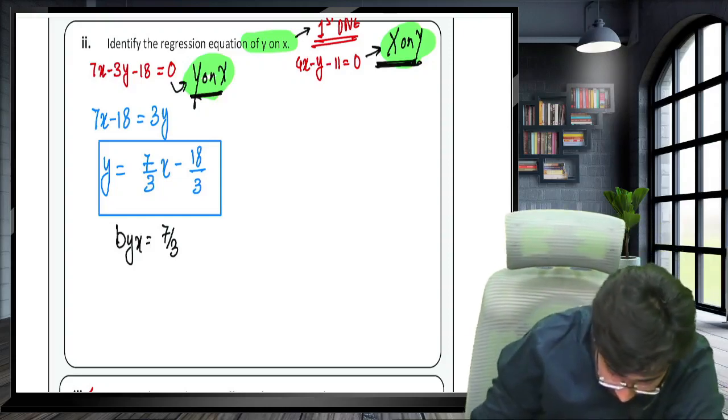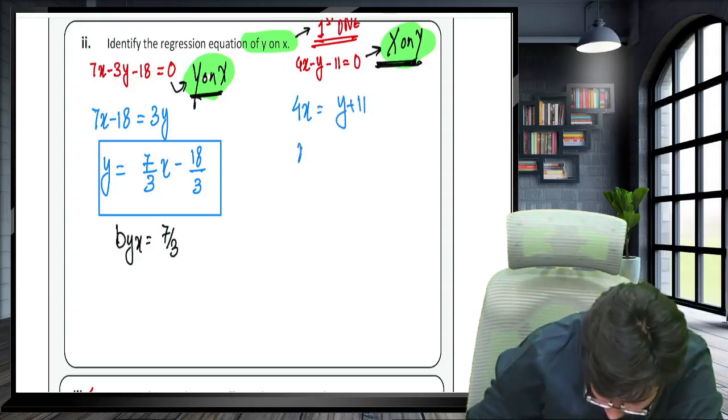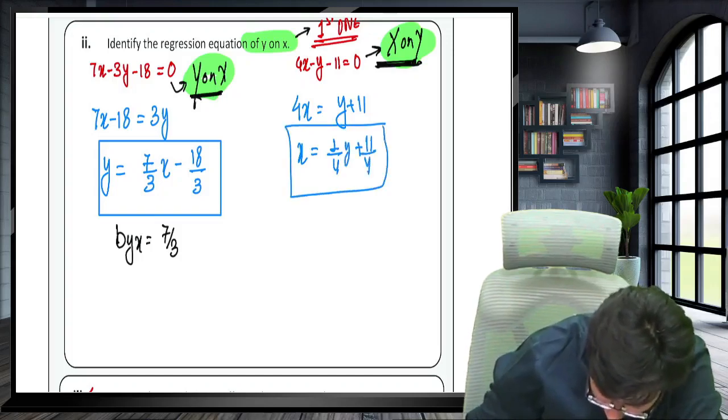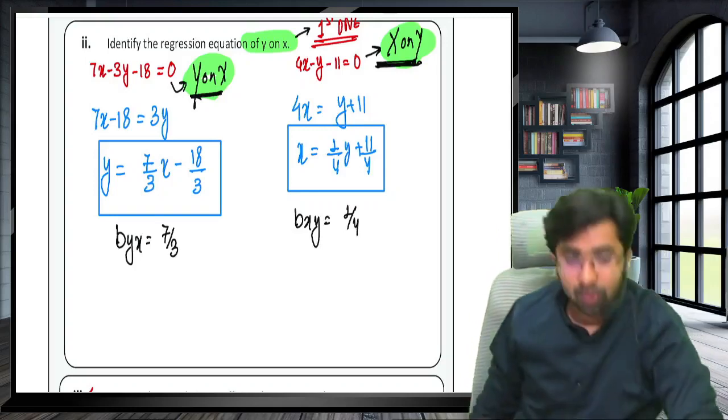Now here we will say y on x, x on y. 4x is equal to y plus 11. So x is equal to 1 by 4 y plus 11 by 4. So this is my x on y, and from here I will say my b x on y is 1 by 4. Guys, is this point clear or not?